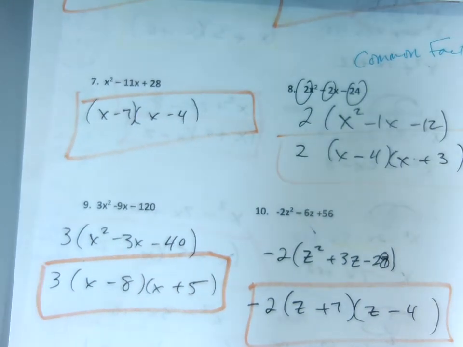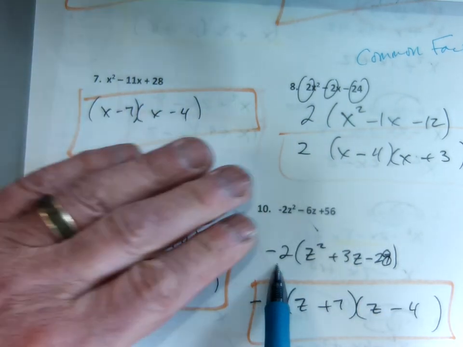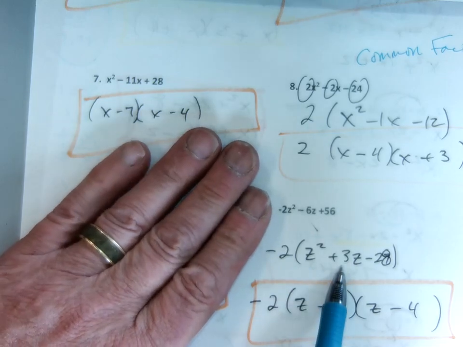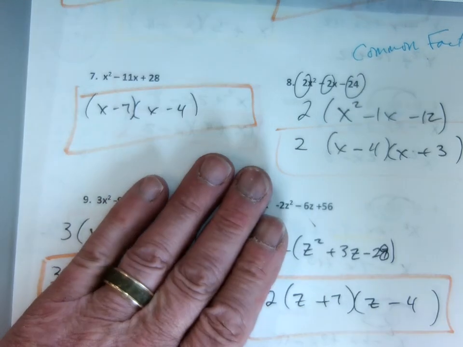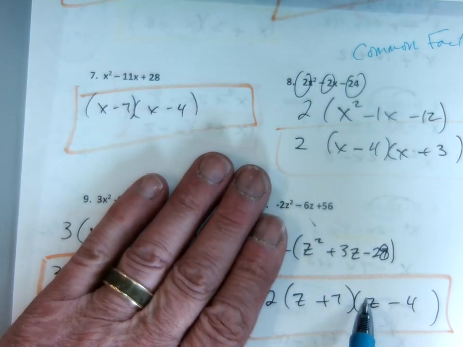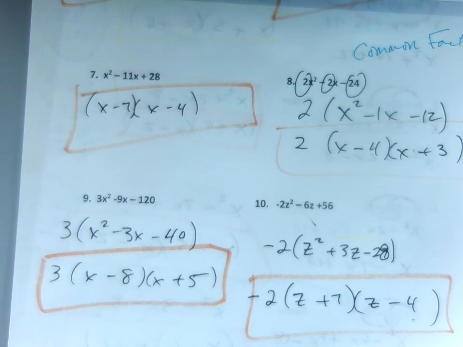And then on 10, again, what is going to make this easier? Well, we took out a negative 2 out of all 3 terms. So we common factored out a negative 2, made it z squared, plus 3z, minus 28. We ignored the negative 2. Factored form, parentheses, parentheses, z and z makes z squared. Multiples of negative 28, we came up with positive 7 and negative 4, that make positive 3. So that's what I have.